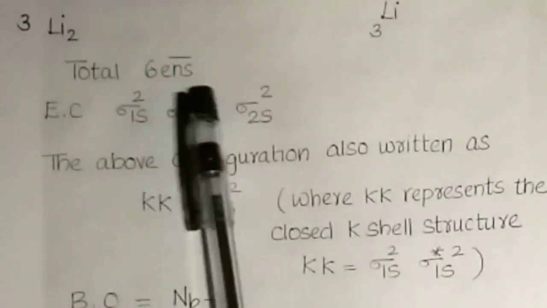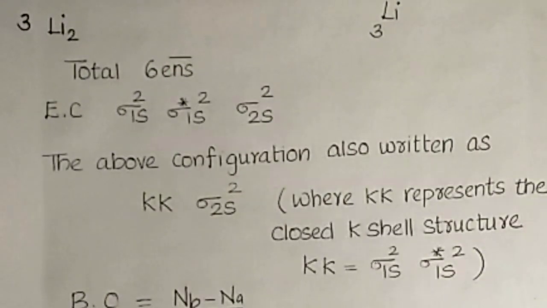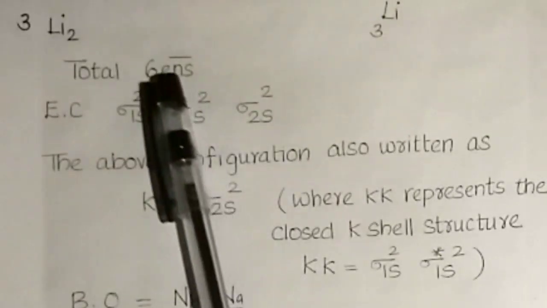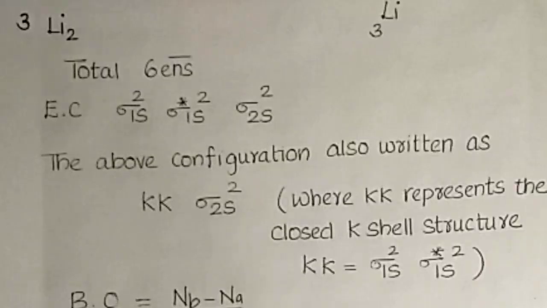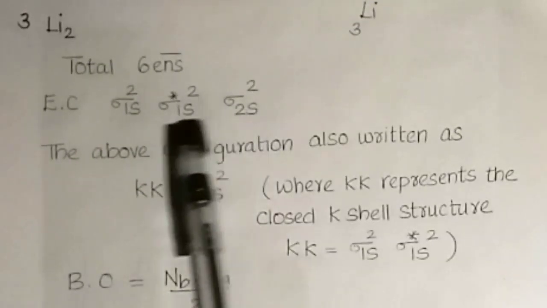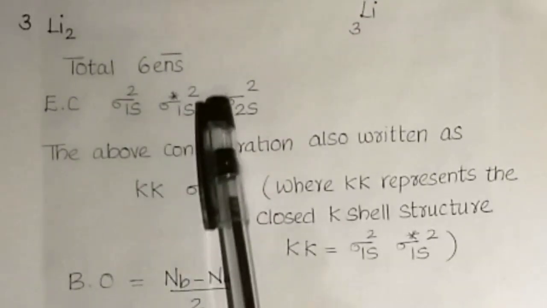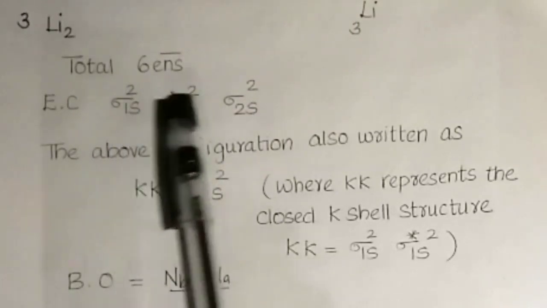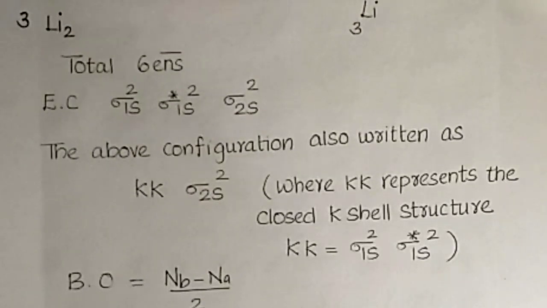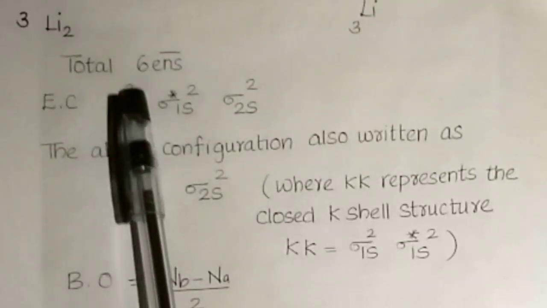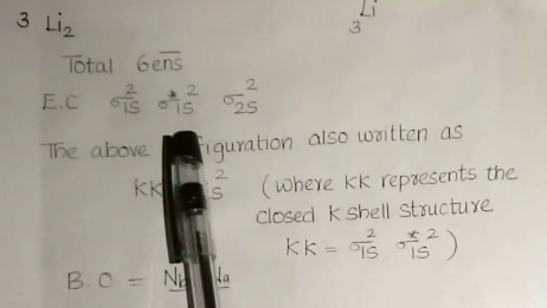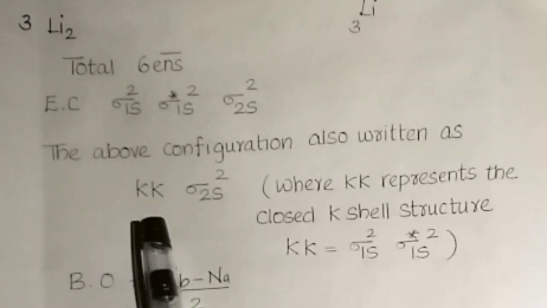Because in our hand 6 electrons are only. So these are occupied in the molecular orbitals, with 2 electrons accommodated in each molecular orbital, similar to atomic orbitals. The above configuration can also be written as: this is K shell, main shell, sigma 1s and sigma star 1s is the K main shell. So sigma 1s2 and sigma star 1s2 can be equivalent to KK.